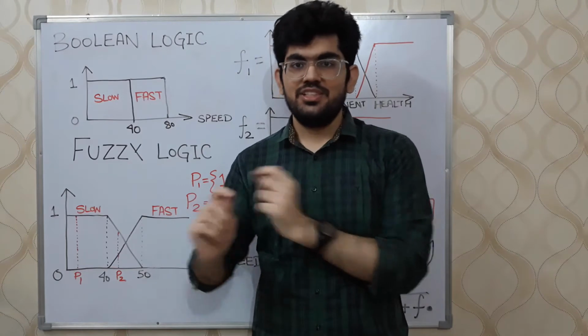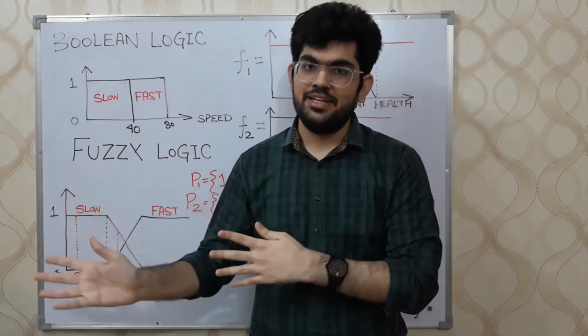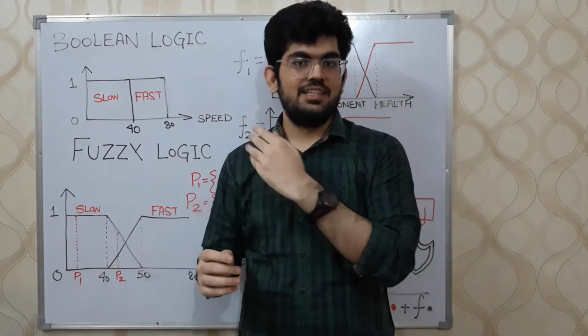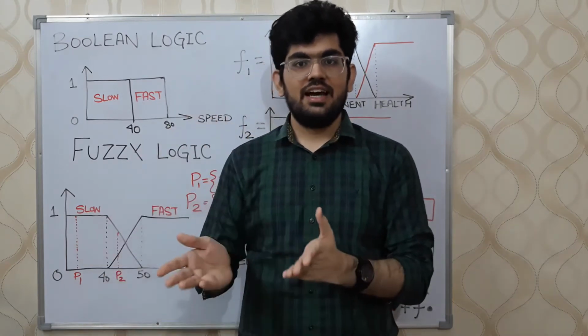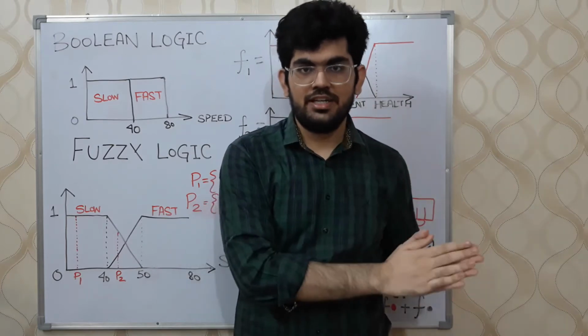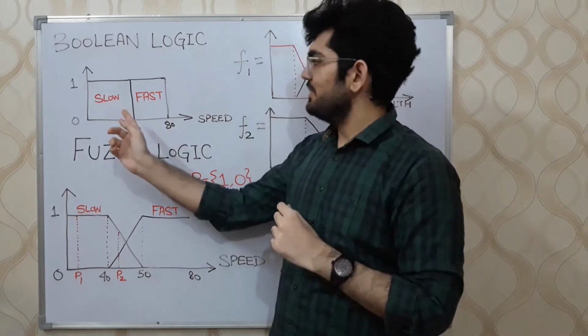Let's understand this using an example. So let's consider that we have a car that can adjust its speed. If the speed of the car is less than 40, we consider that car as slow, and if the car has a speed of greater than 40, then we consider it as a fast moving car. Graphically, it looks something like this.